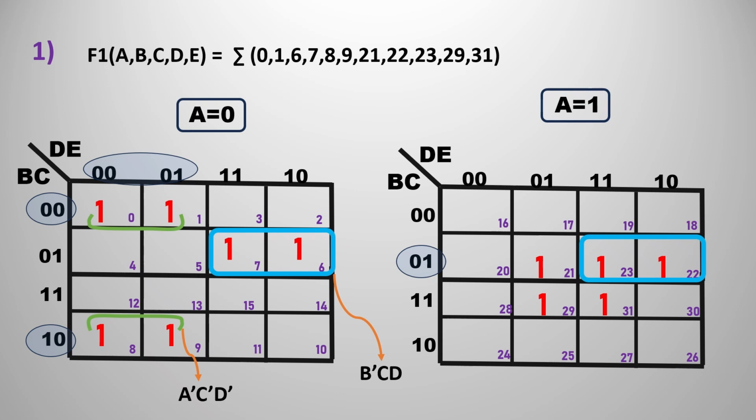The remaining things are: if you consider row wise, C is not changing, it stays 0, so write C bar. If we consider column wise, D is not changing, it stays 0, so that is D bar.